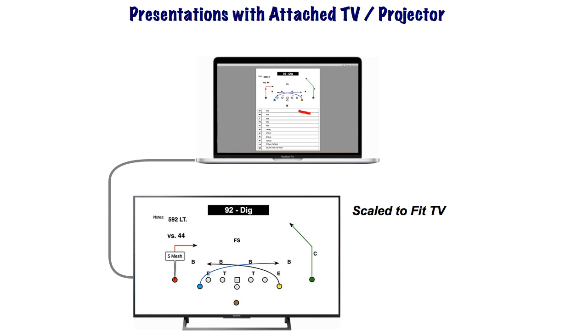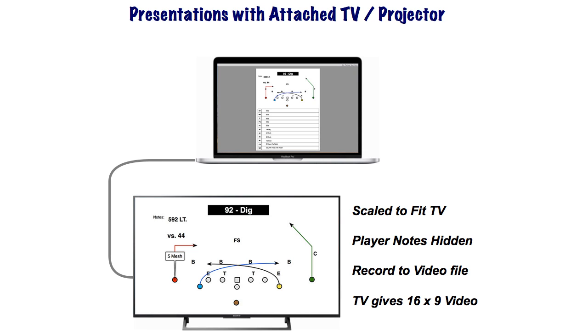And if we happen to have player notes on a page in our presentation, the player notes are hidden on the television. Now, when we're giving a presentation on an external display like this, we can record it to an MPEG-4 video file. And using a TV for this presentation gives us a nice 16 by 9 video that's going to work well with Huddle and also with YouTube.